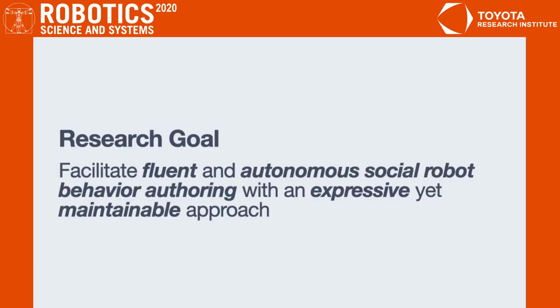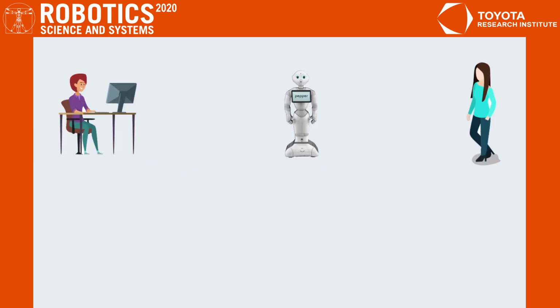Our goal is to facilitate fluent and autonomous social robot behavior authoring with an expressive yet maintainable approach. To that end, we propose an iterative program repair process.